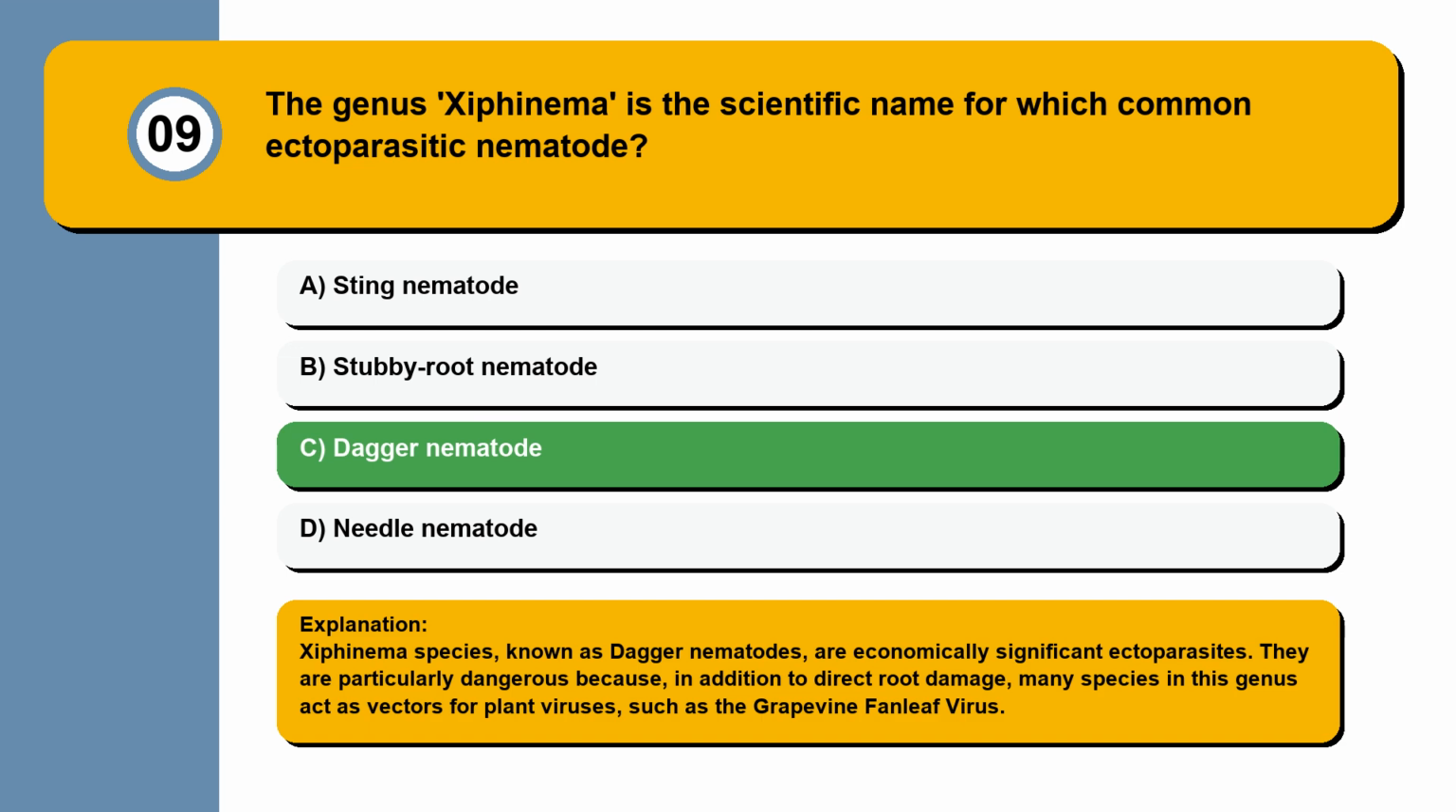Xiphinema species, known as dagger nematodes, are economically significant ectoparasites. They are particularly dangerous because, in addition to direct root damage, many species in this genus act as vectors for plant viruses, such as the grapevine fanleaf virus.